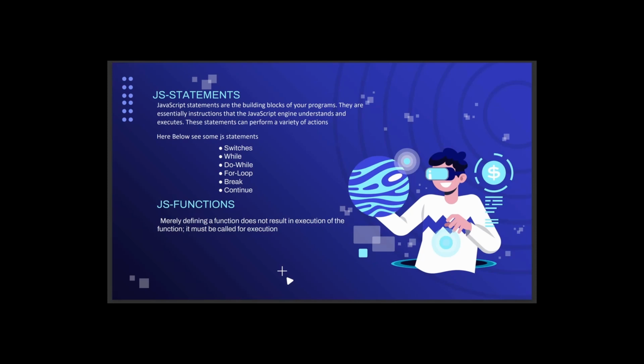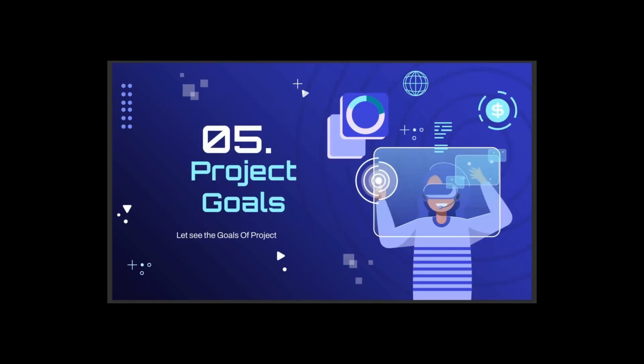Next we see the JS functions. Merely defining a function doesn't result in execution of the function. It must be called for execution. Next we move forward to our project goals and project outputs.